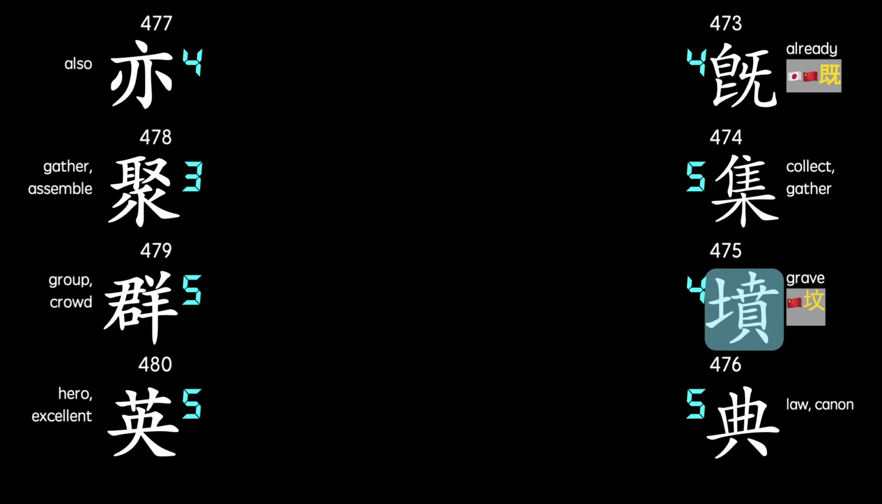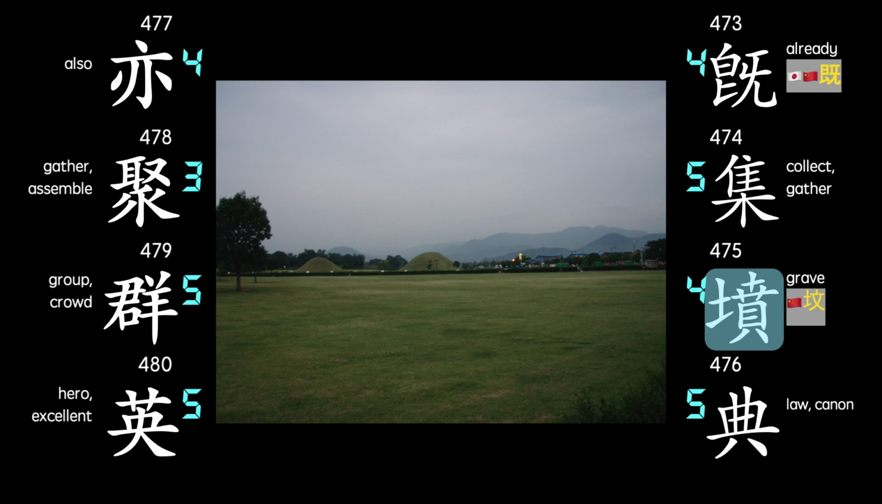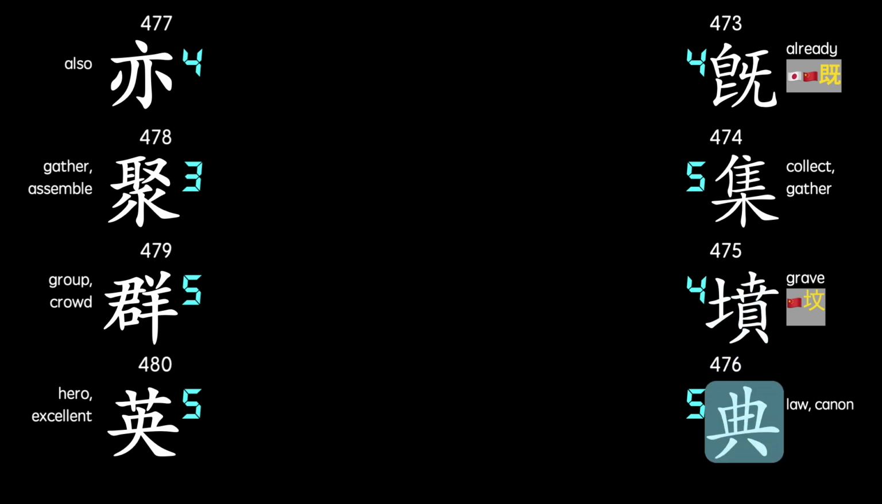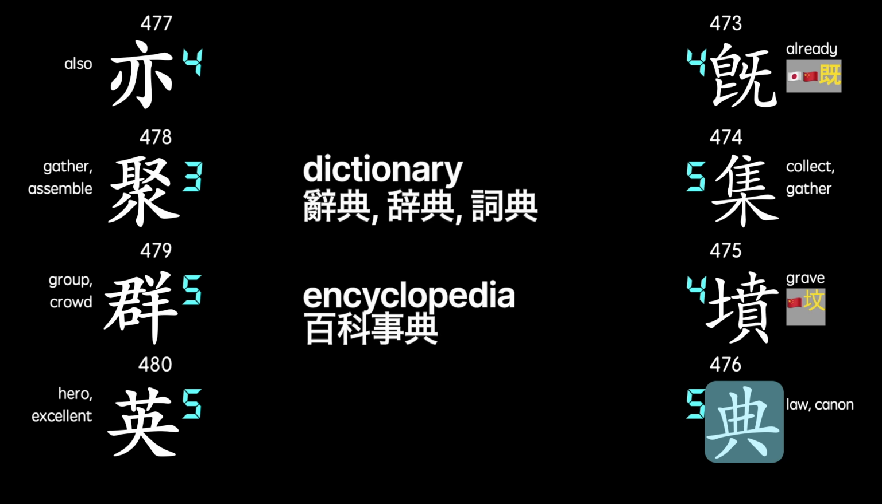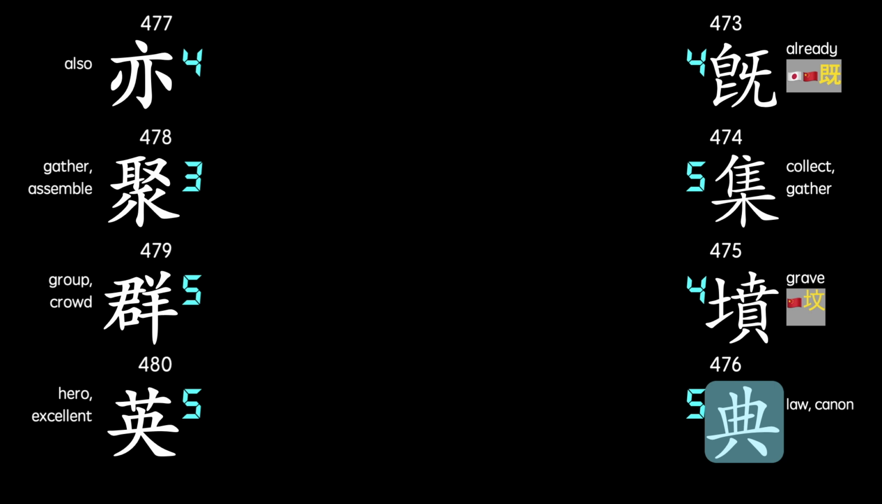This character relates to grave, as in a cemetery. This character appears in the Japanese word kofun, or the Korean word kobun, meaning a burial mound or a tumulus. This one gets used in reference to classical literature, or the canon. It also appears in the words for dictionary or encyclopedia. In the context of the classic, along with the previous character, it has the meaning of ancient books.